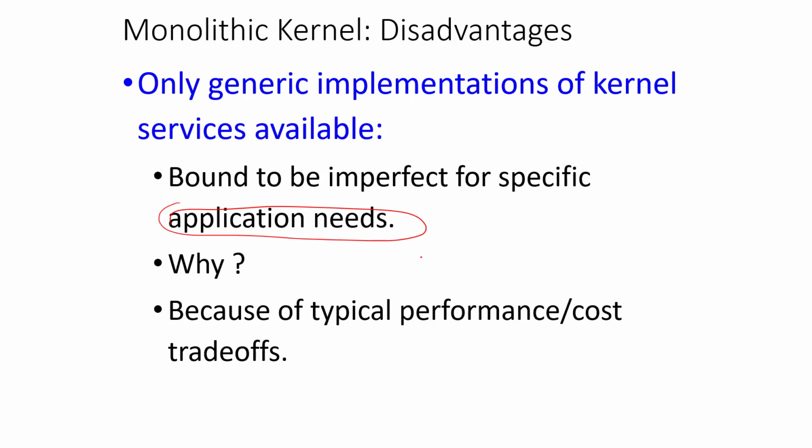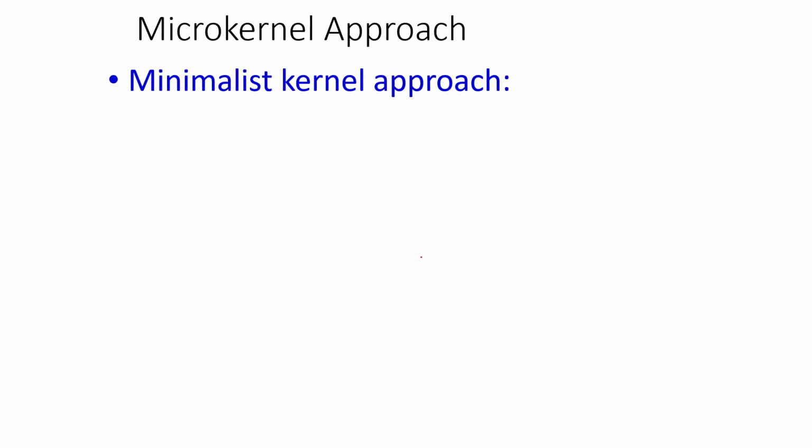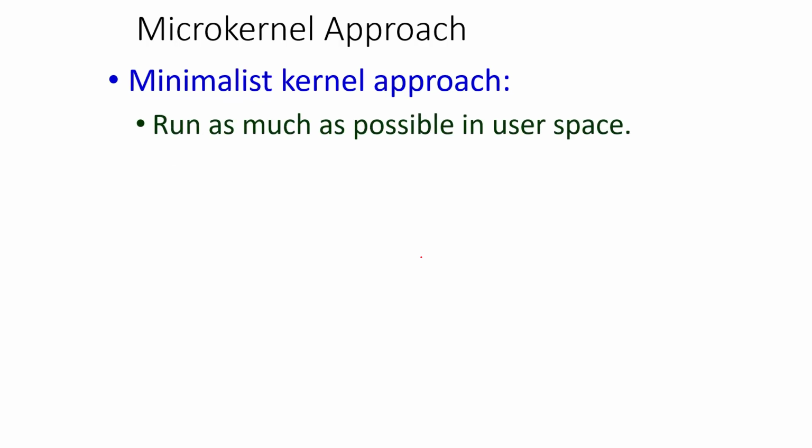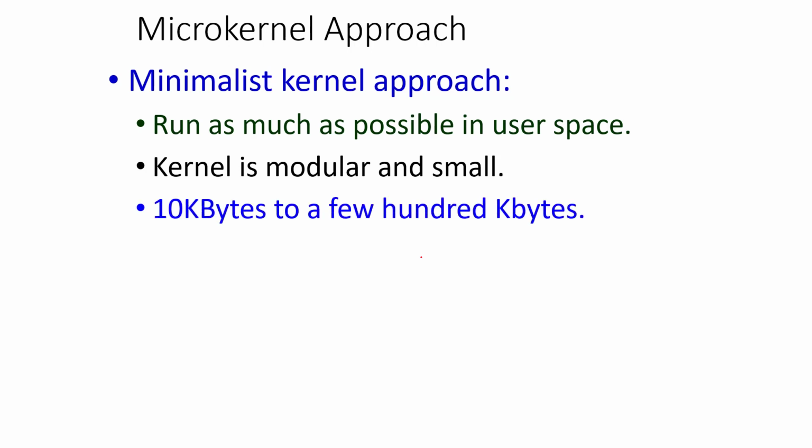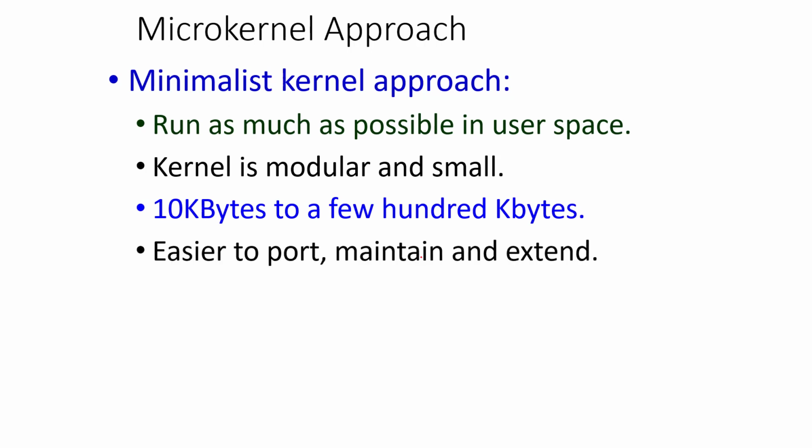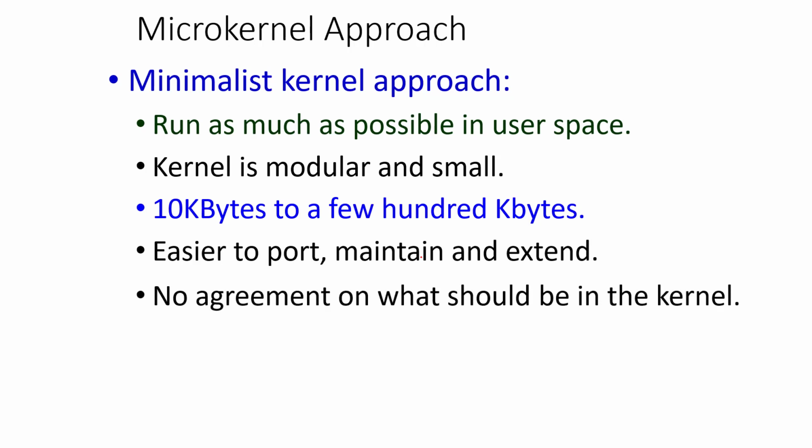It all depends upon our application need and the application scenario. So the microkernel, on the other hand, is a minimalist approach where you run as much as possible in user space. The kernel itself is modular and quite small, could be as low as 10 kilobytes, its size, to a few hundred kilobytes. It is easier to port the kernel, easier to maintain and extend.